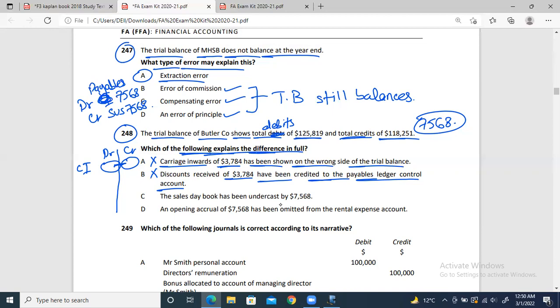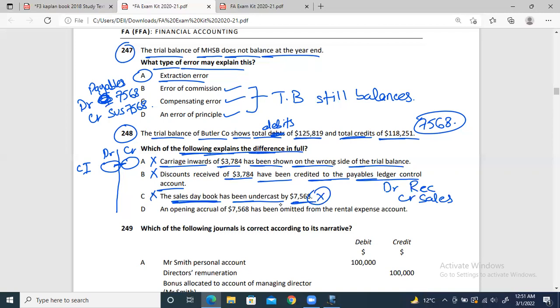Okay. Now option C, sales daybook has been undercast. As soon as I read this word, I'm clear in my mind, there is a spark that it does not contain a suspense account entry, because we have studied this just a while ago, right? Because if the sales daybook has been undercast by 7568, no problem. What we'll do is debit receivables, credit sales. So was there any entry for suspense? No, right? Not an entry. Now D probably looks right, because that's the only option left.